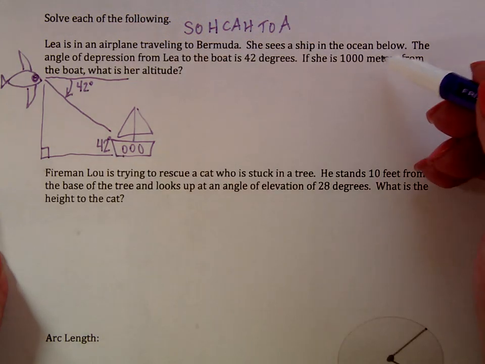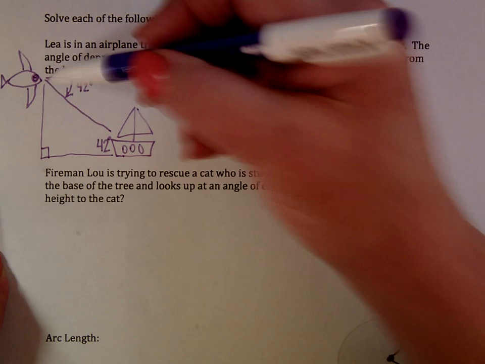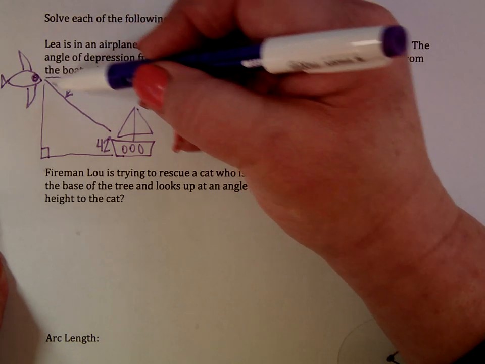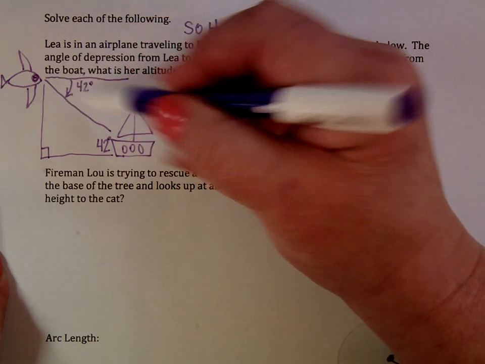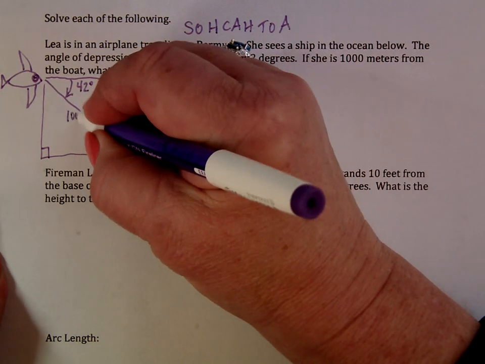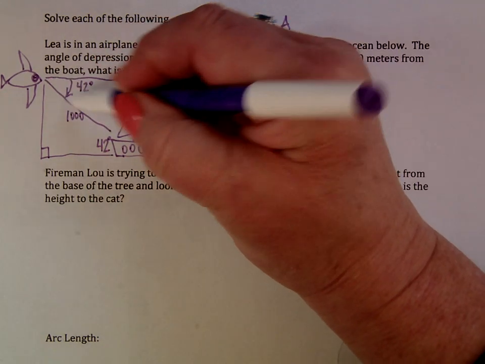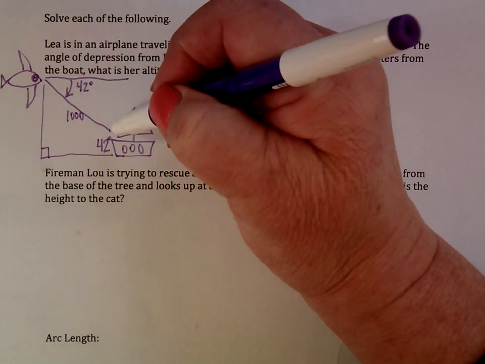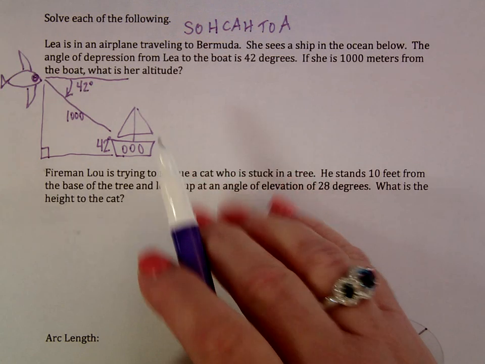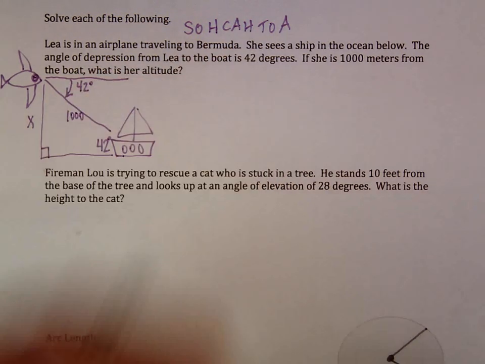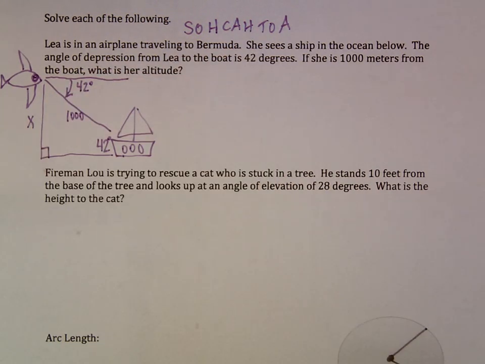She is 1,000 meters from the boat. Now where is she? She's up here, right? The boat is down here. So the length of that is the 1,000. 1,000 represents this hypotenuse in your triangle. And the question wants to know, what's her altitude? Well, that's how high she would be in the air. The altitude, how high. There's your setup for your right triangle.